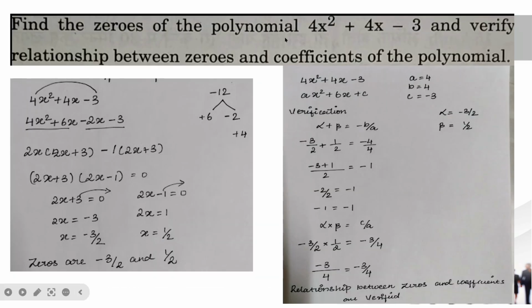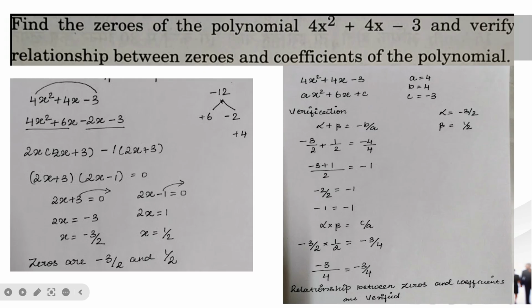Find the zeros of the polynomial for this equation and verify the relationship between them. Okay, first write this equation. In order to proceed with this sum, we should see if we have any coefficient before x square. If we have, we need to multiply that coefficient with the constant. So as we are having a coefficient before x square, you just multiply 4 into that constant. 4 into minus 3 is minus 12, and in the middle we are having 4.